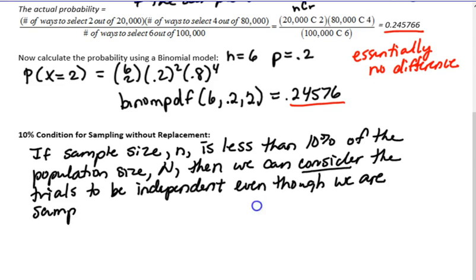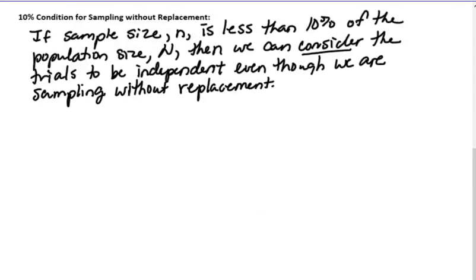So when we're sampling without replacement, the trials are not truly independent, but we can consider them to be, because the difference in probabilities is slight enough that it's not a problem. So basically what you would test in here is we need for 6 less than 0.1 times 100,000? Yes. Okay. So that satisfies the condition.